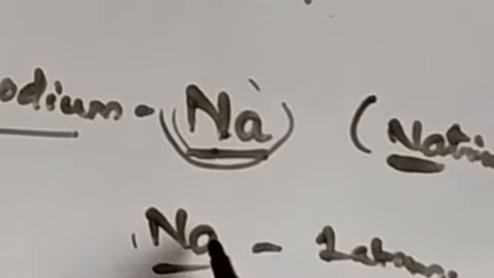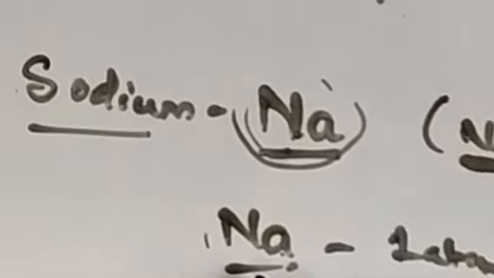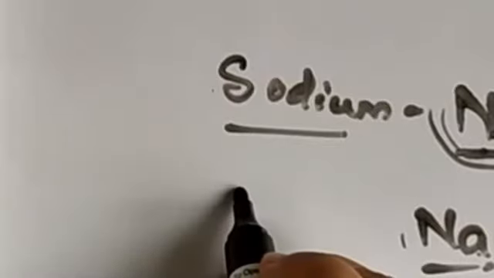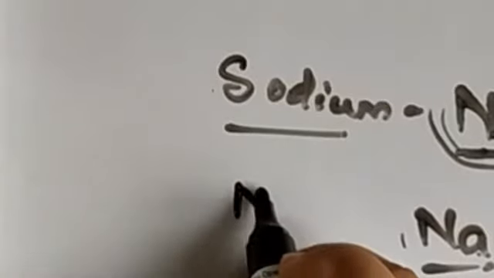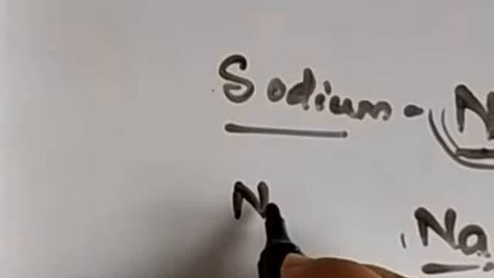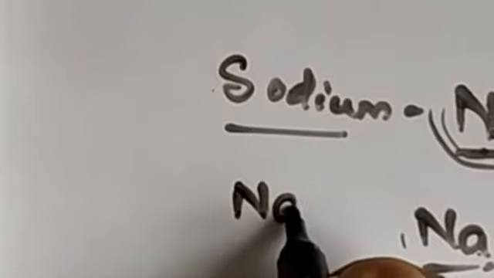How to write? Is it necessary to write all the letters capital or all the letters small? What is the rule of this? First letter of the symbol will be always what? Capital. The first letter will be always capital, and if a second letter has been used in that symbol, then it will always be a small letter.